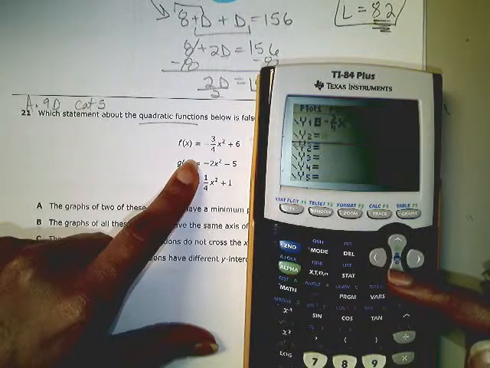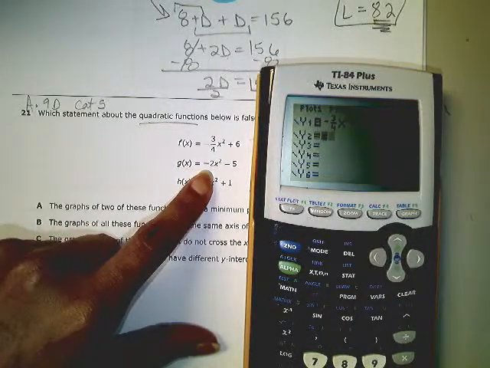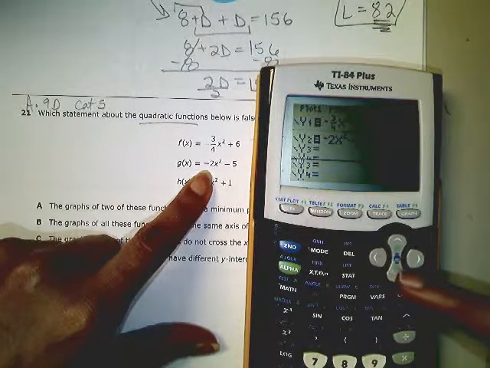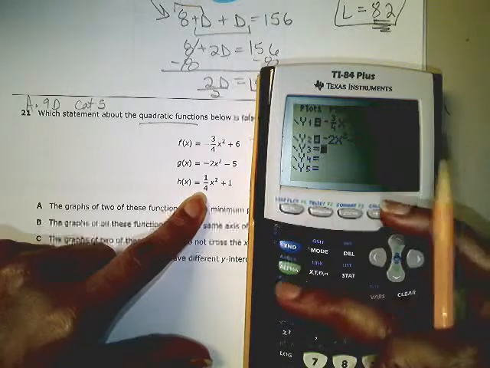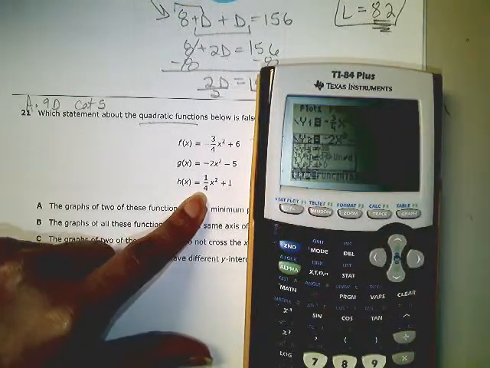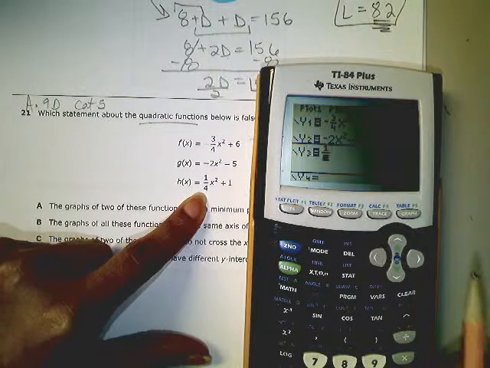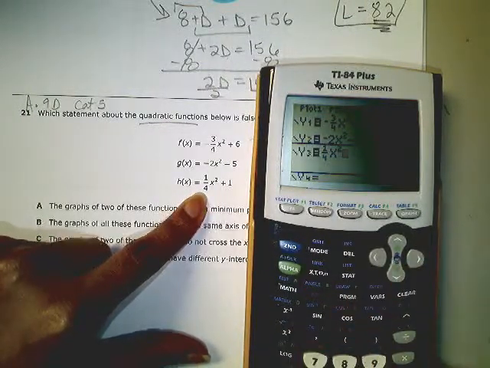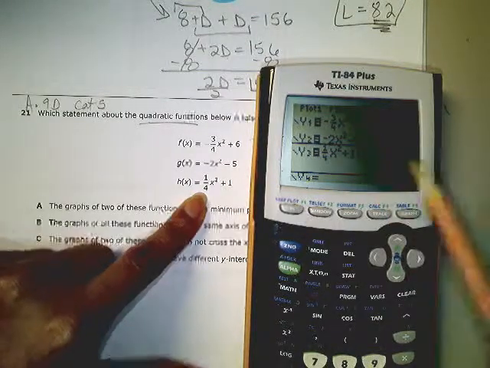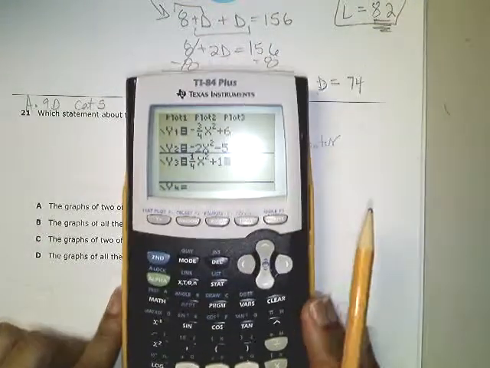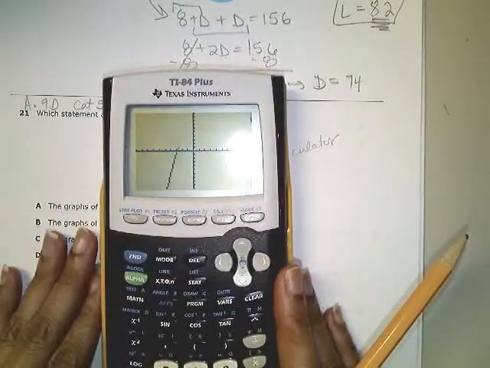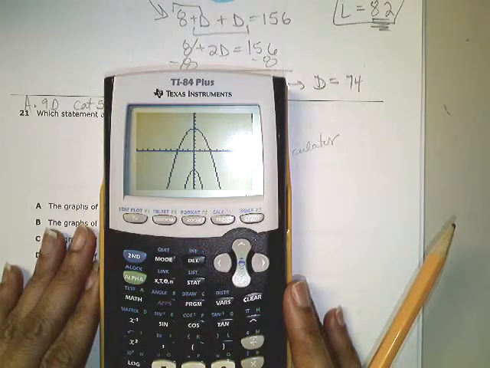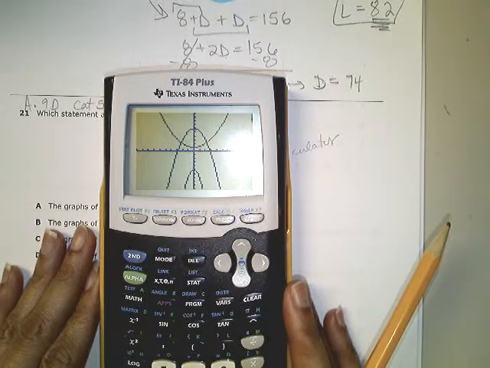Hit the down arrow to go to the second one. Negative 2x squared minus 5. Hit the down arrow for the third one. Another fraction, alpha. Choose the first option. 1 over 4 x squared plus 1. Once you get them all entered, then you're just going to go to the graph. That's the first one, that's the second one, and that's the third one.